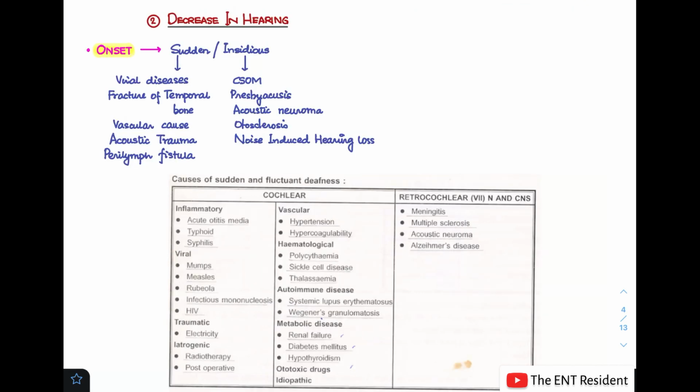Next, we discuss the second chief complaint, which is a decrease in hearing, or hearing loss, of the patient. Now, onset can be either sudden or insidious. Sudden onset decrease in hearing is seen in viral diseases, fracture of the temporal bone, vascular causes, acoustic trauma, perilymph fistula, etc. Whereas insidious onset is seen in CSOM, presbycusis, acoustic neuroma, otosclerosis, noise-induced hearing loss.